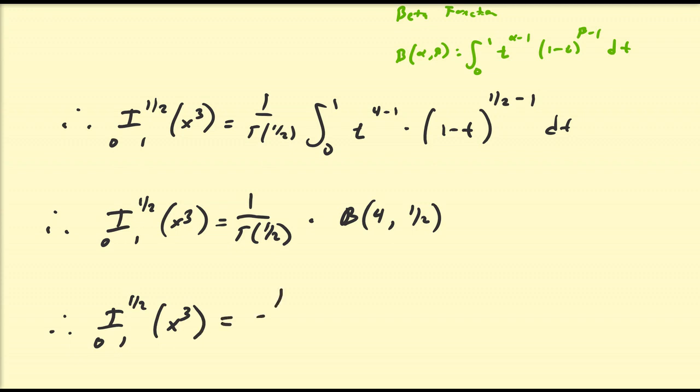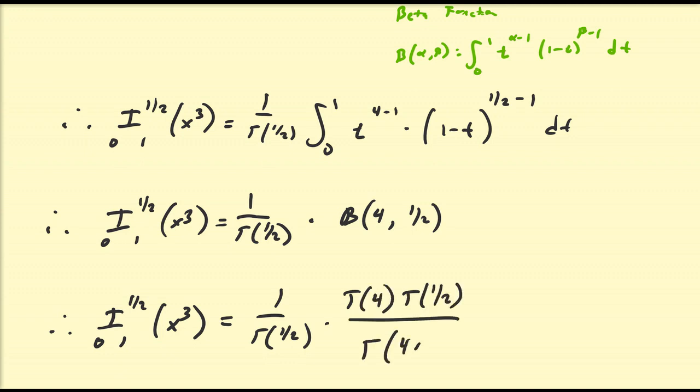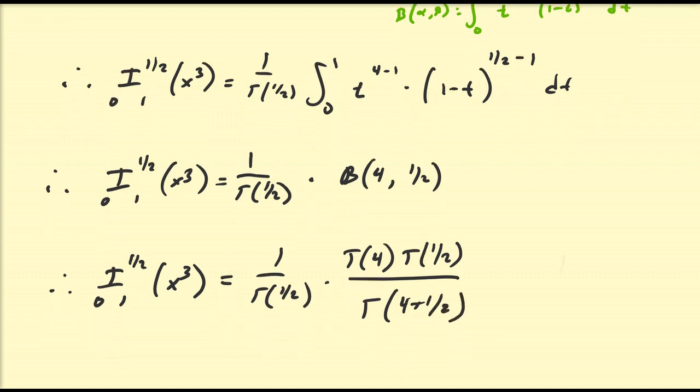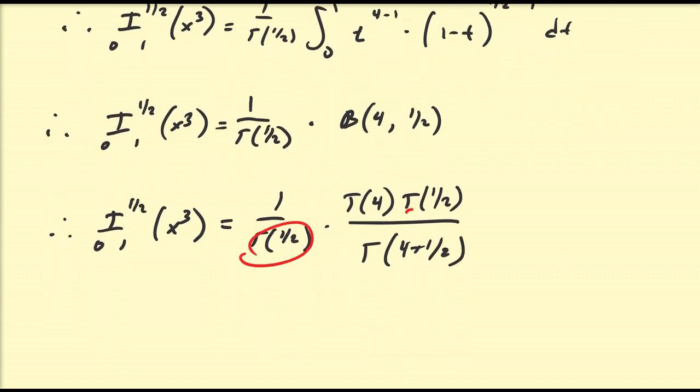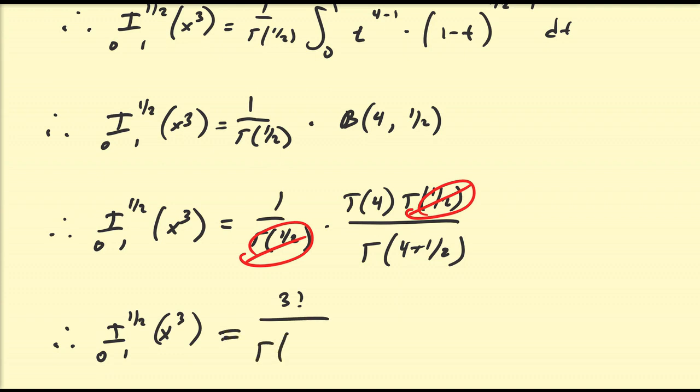So we know that the beta function is related to the gamma function via the relationship: this is going to be gamma alpha, gamma beta, all over gamma alpha plus beta. So we see that our gamma 1/2s cancel, which is very nice. And we know that gamma 4 is equal to 3 factorial. So this is just going to be the integral from 0 to 1 of the 1/2 order of x cubed, which is going to be equal to 3 factorial, all divided by gamma of 4 plus 1/2. That's going to be equal to gamma of 9/2.